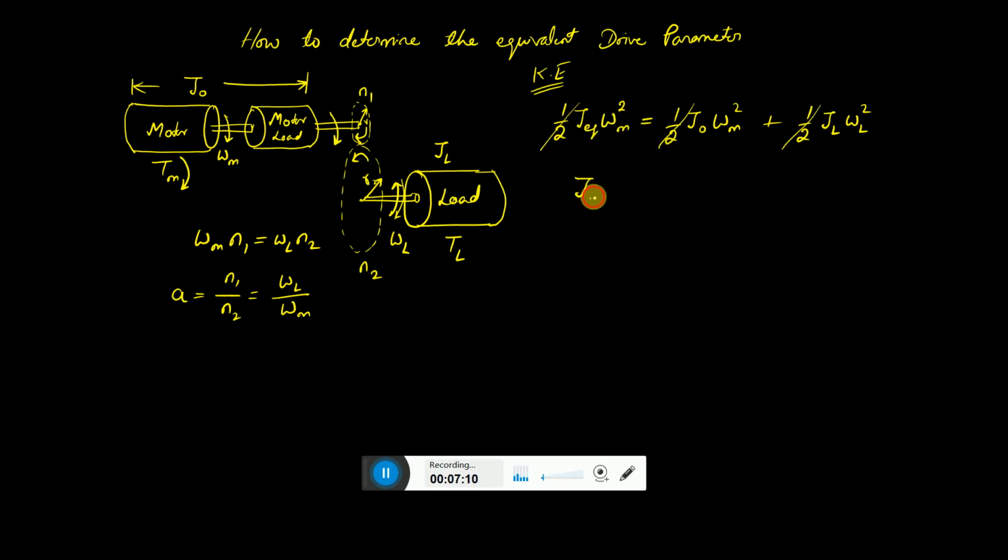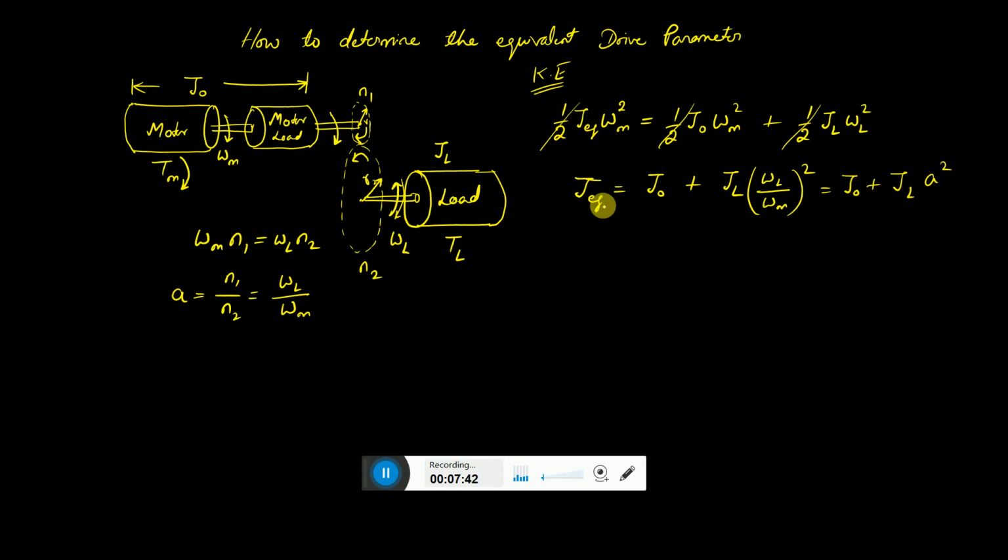So what can we write? J equivalent is equal to J0 plus J_L times (omega_L by omega_m) whole squared, with the omega_m squared cancelled. That term is nothing but A. We can write this as J0 plus J_L A squared. In this way we get the J equivalent, the equivalent inertia of this entire system.